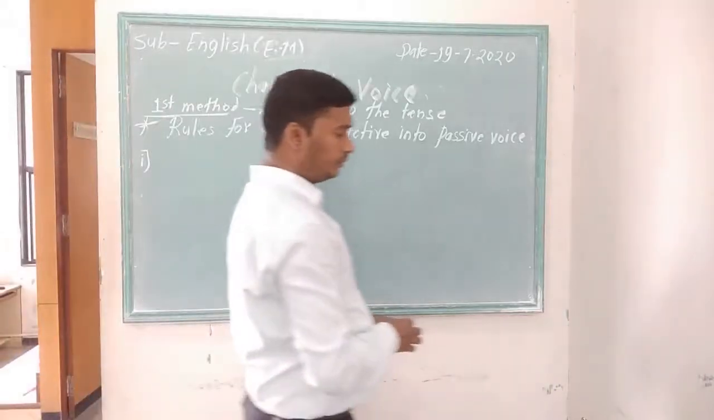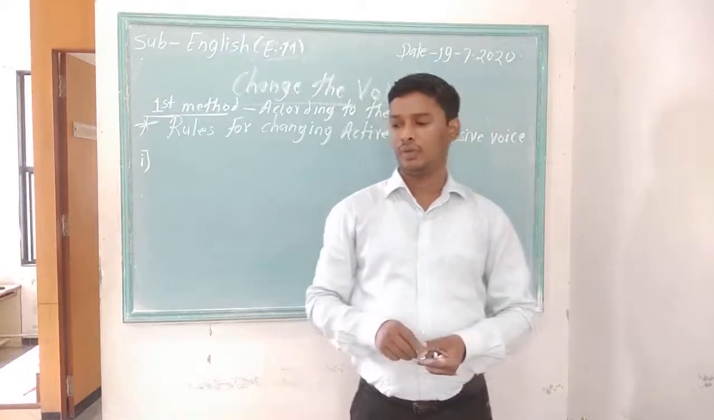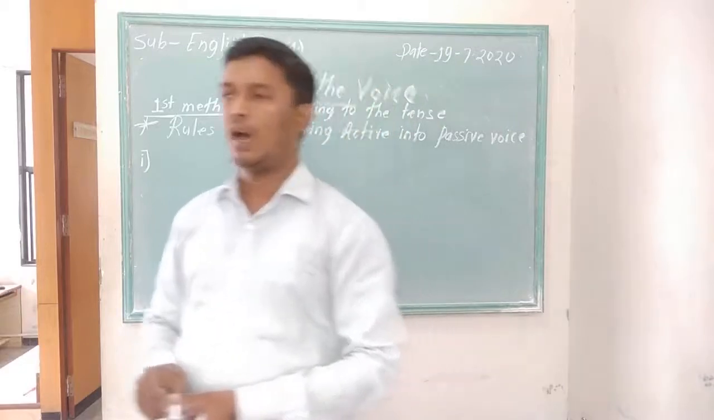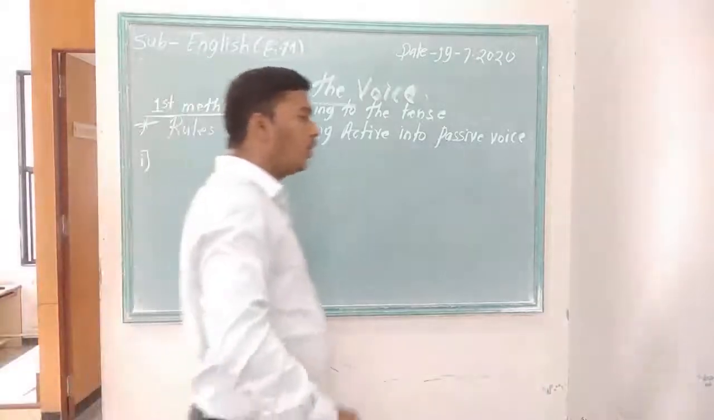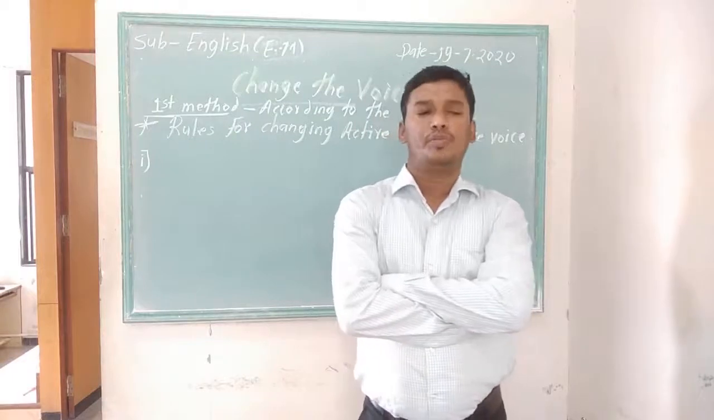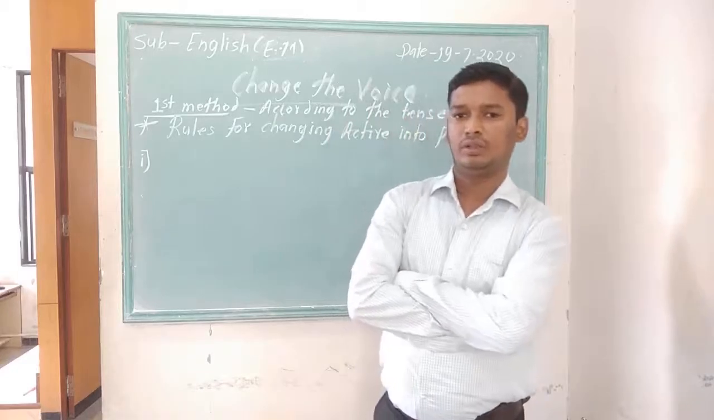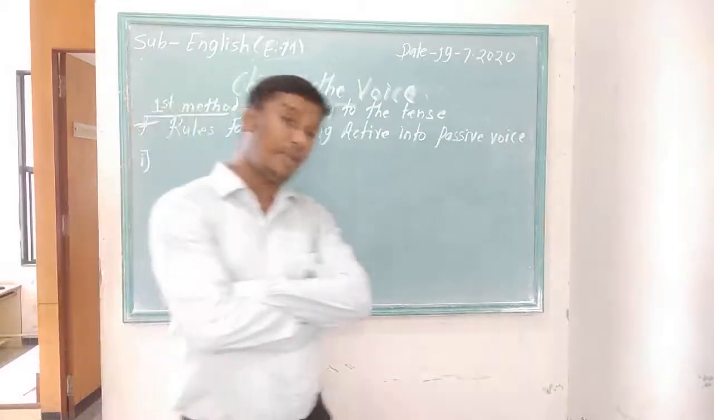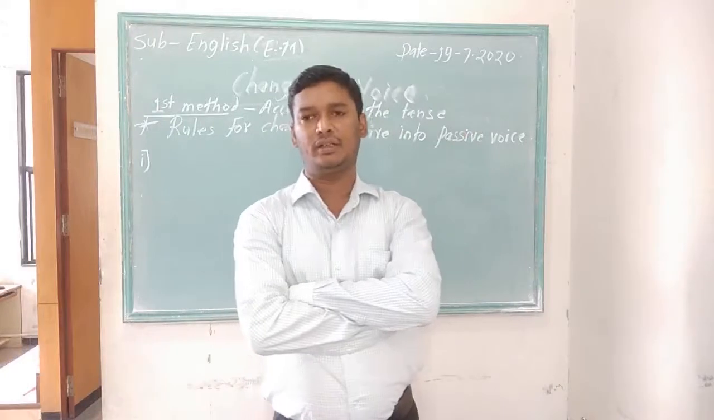Take the first rule. First of all, put a comma, and find out the object in the given active sentence. Full stop. In bracket, by black pen, I am giving a clue.